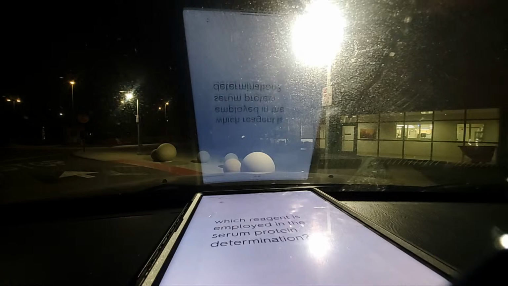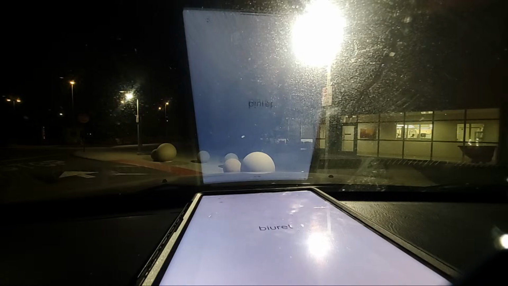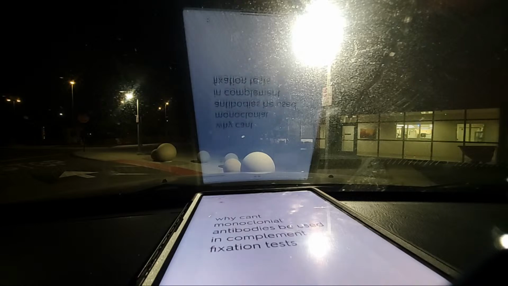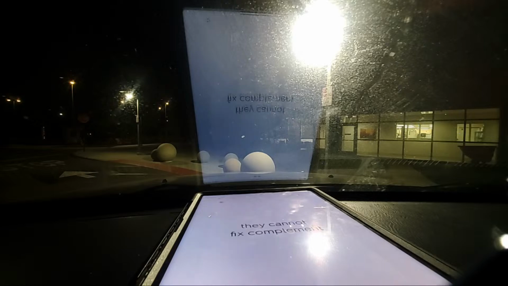Which reagent is employed in the serum protein determination? Biuret. All of the following statements concerning autologous transfusions are true except there are no donor blood requirements for them. What disorder does defect in heme synthesis lead to? Porphyria. Why can't monoclonal antibodies be used in complement fixation tests? They cannot fix complement.